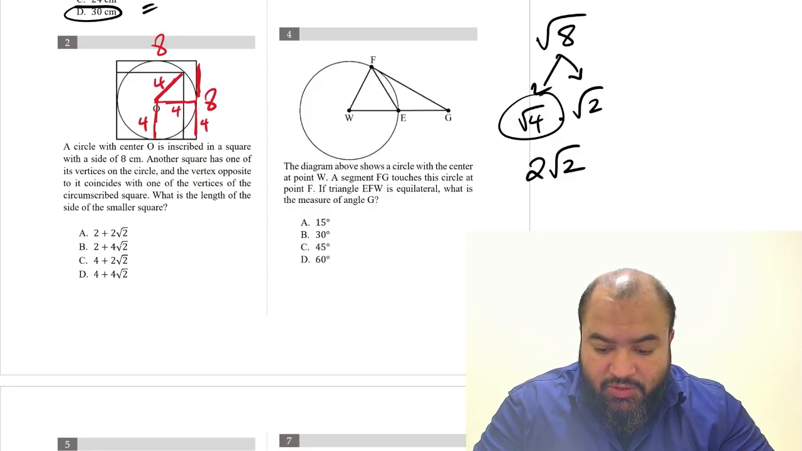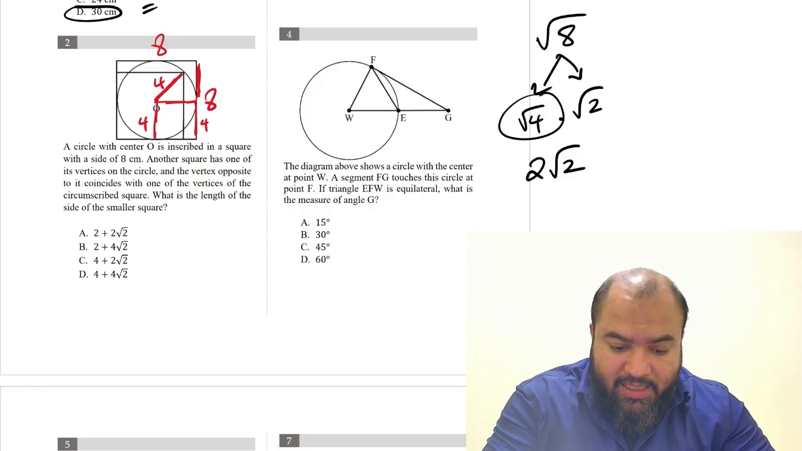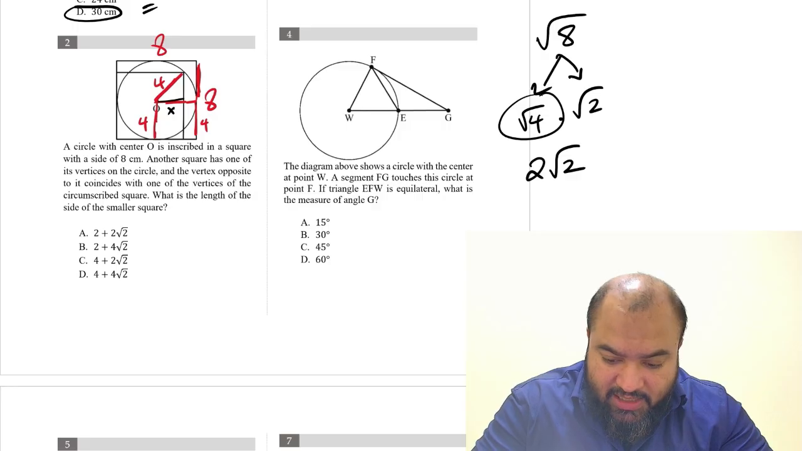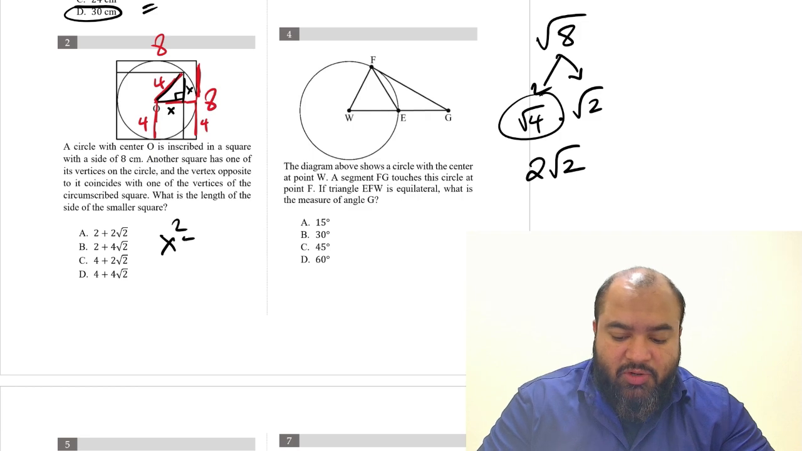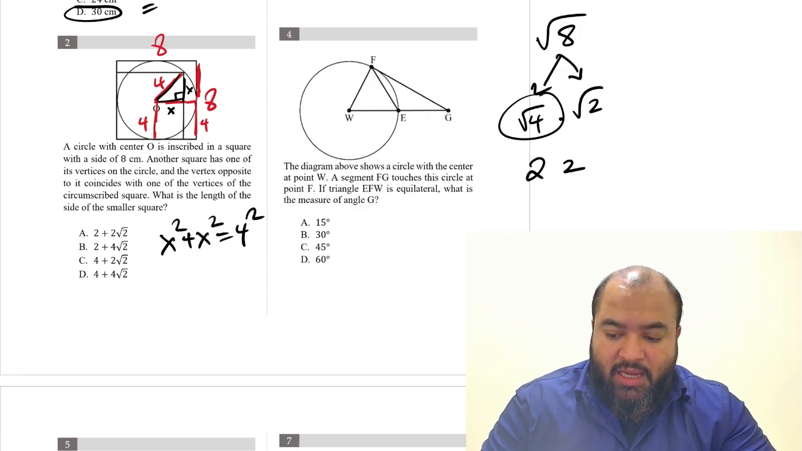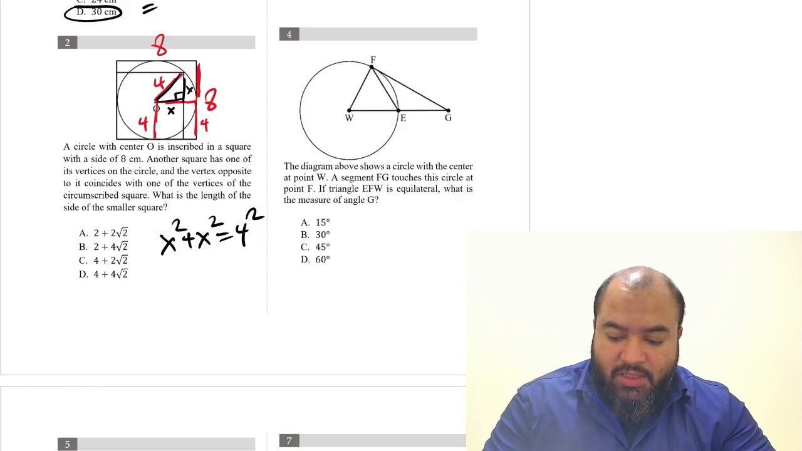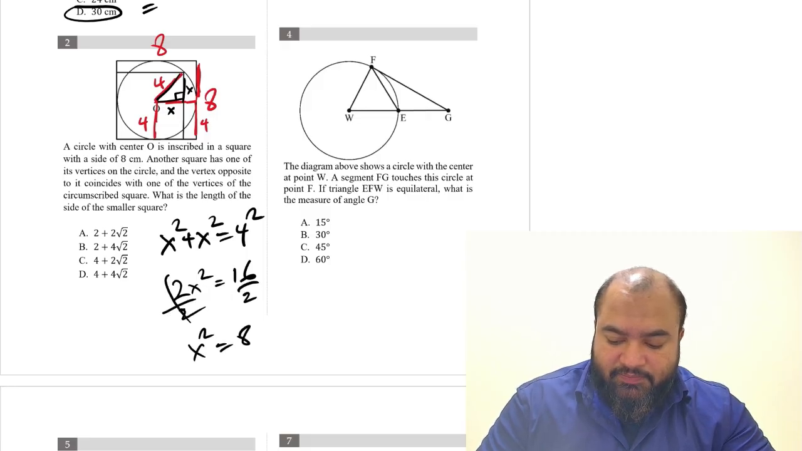So what we can do is make an isosceles triangle here. So I can say x by x by 4. It's a baby triangle, a right triangle. We can use the Pythagorean theorem. x squared plus x squared equal to 4 squared, right? And that would be 2x squared equal to 16. So divide both sides by 2. So x squared equal to 8. Square root, so x equal to square root of 8.